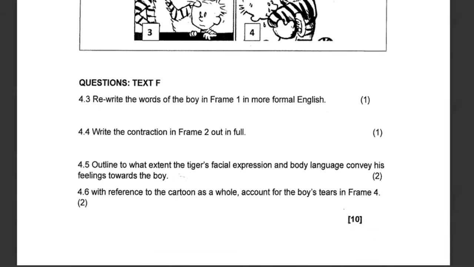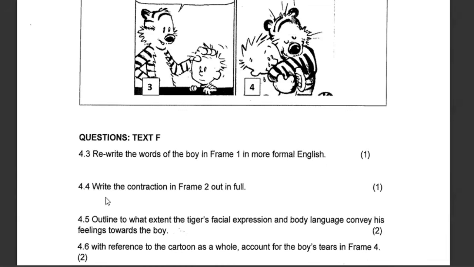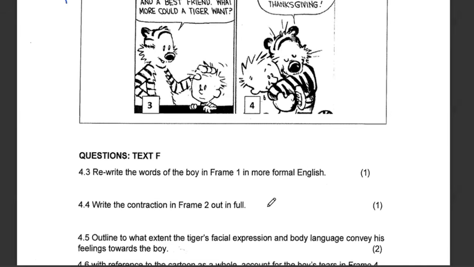Outline to what extent the tiger's facial expression and body language conveys feelings towards the boy. Automatically, I would believe this was for frame 3 because question 1 was based on frame 1. Question 2 was based on frame 2. 4.3 was frame 1, 4.4 was frame 2, 4.6 was frame 4. So I believe this was in reference to frame 3. And it says, if there's facial expression, we don't have a choice. I believe it's a big smile. You have to describe first out all the time what you see. Wide eyes. And I believe body language was pat on the head. Pat on the boy's head.